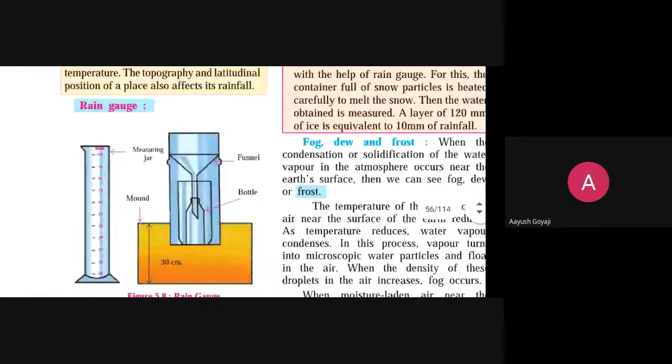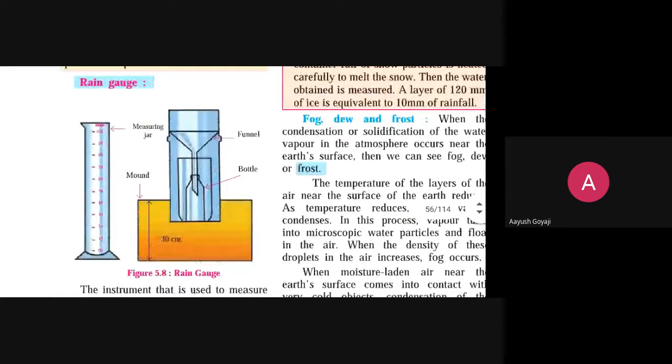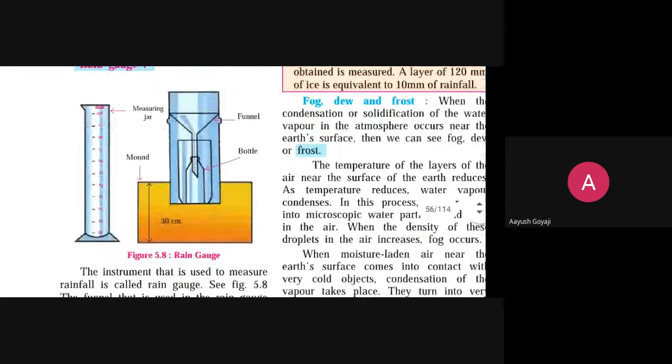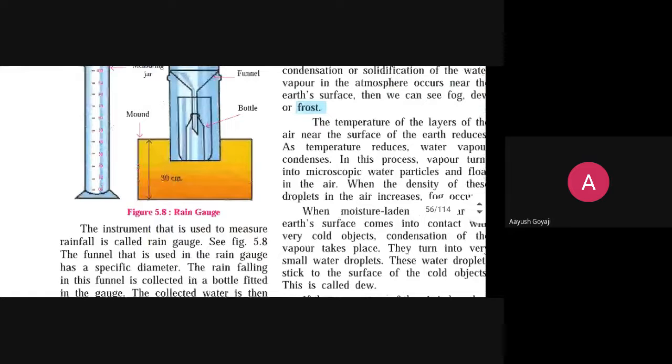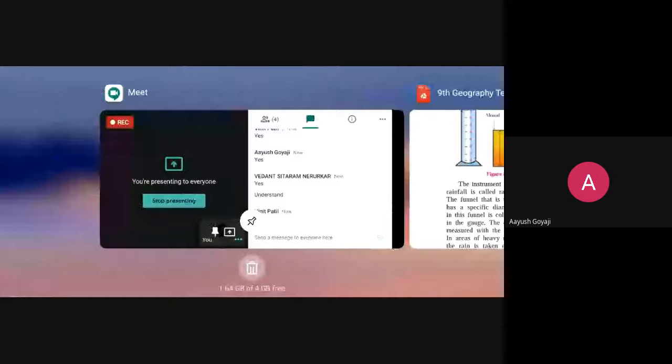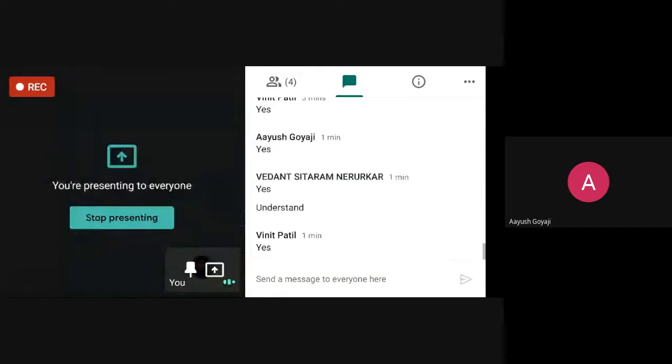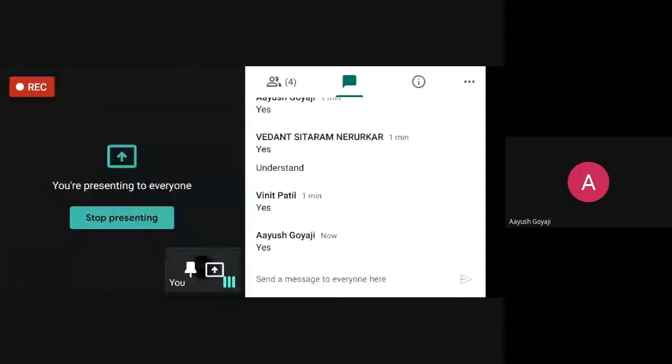So guys, do you understand how rainfall is measured, how a rain gauge looks like, how it works? Do you understand, guys? Okay, so guys, if you find any problem, you always ask here. All right, don't shy to put your questions over here.